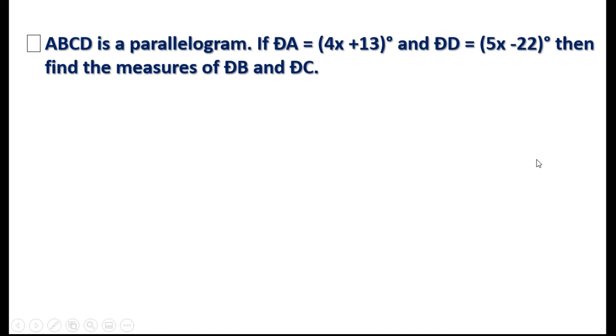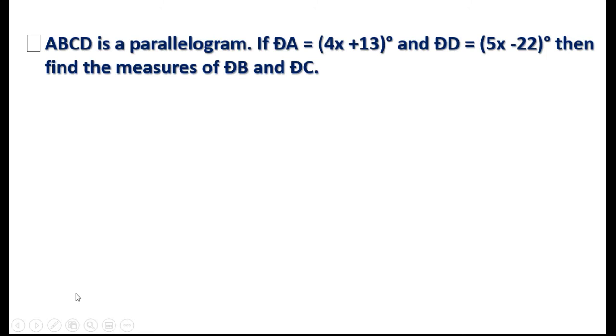Here is another question. Again, a quadrilateral is a parallelogram. Name is ABCD. By mistake, it has not come out properly. Okay, this is angle. Angle A is equal to 4x plus 3. Angle D is equal to 5x minus 22. Find the measure of angle B and angle C. वो एंगल का सिंबल बराबर नहीं, अभी ध्यान में है.